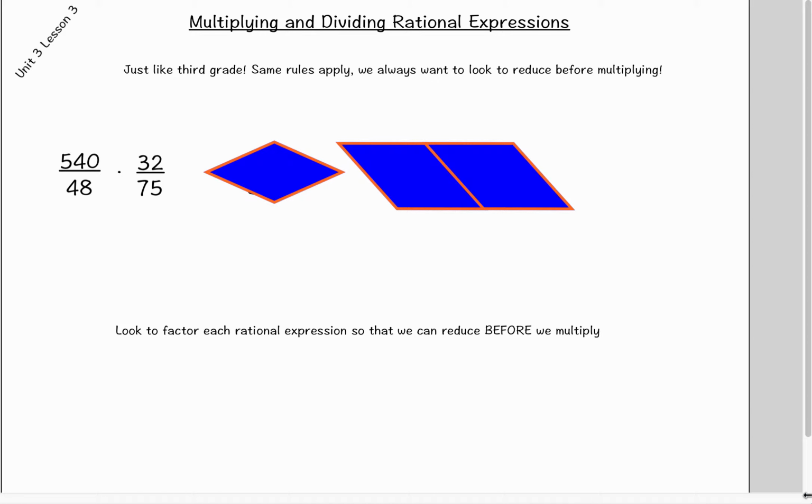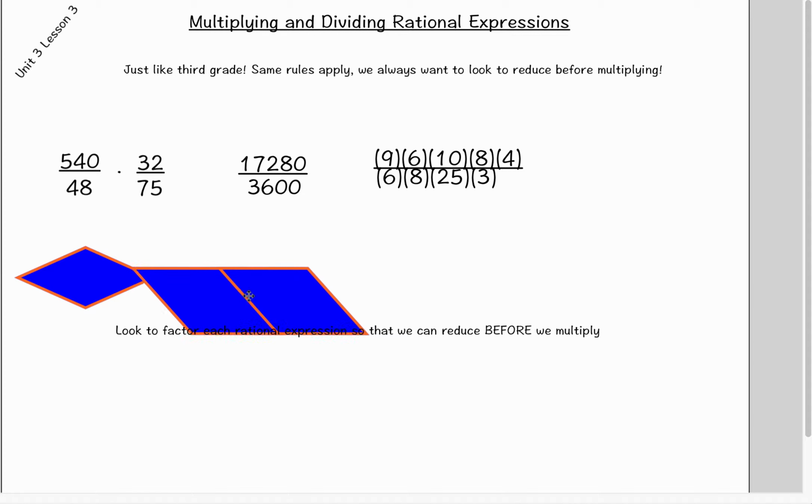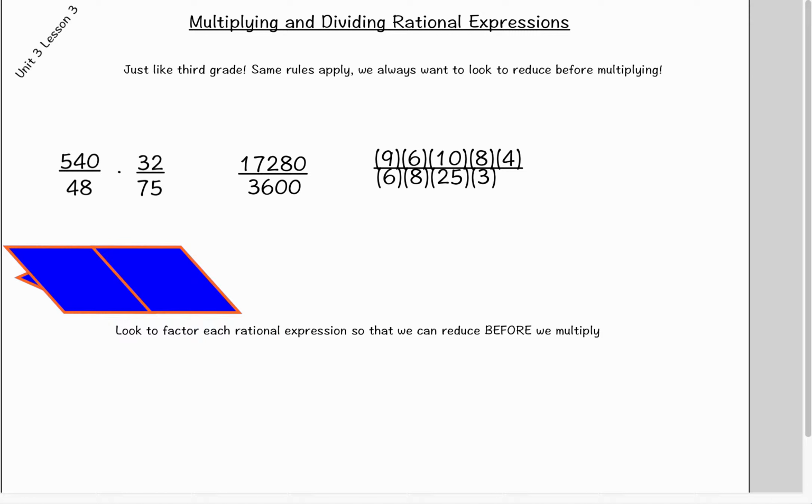So let's review. First off, we never want to see this again. I don't want to see you multiply 540 by 32, get a huge number, then 48 by 75, and get a huge number. Yes, I understand that you should have learned cross-canceling in the 6th grade, and it was not emphasized, but it should have been. So that means we want you to look at things in their smaller components.